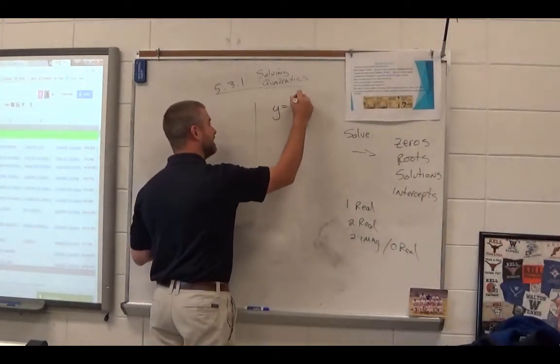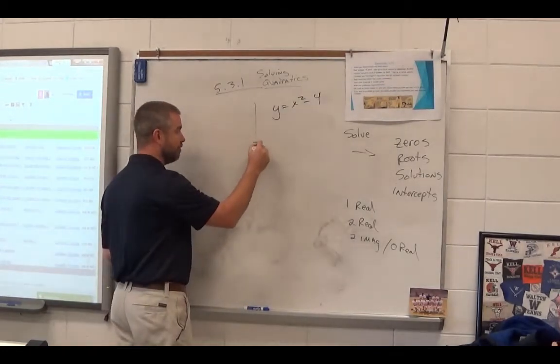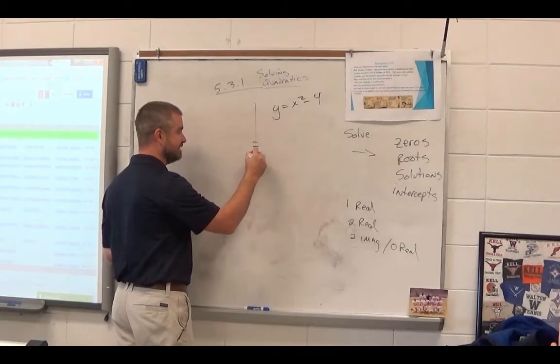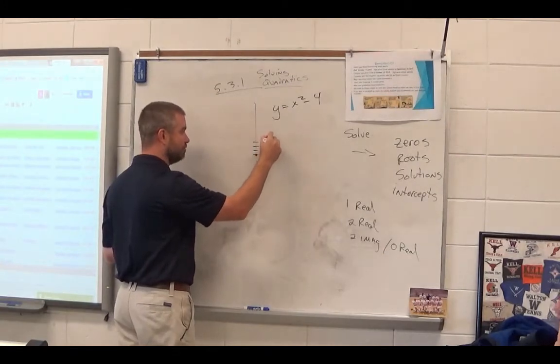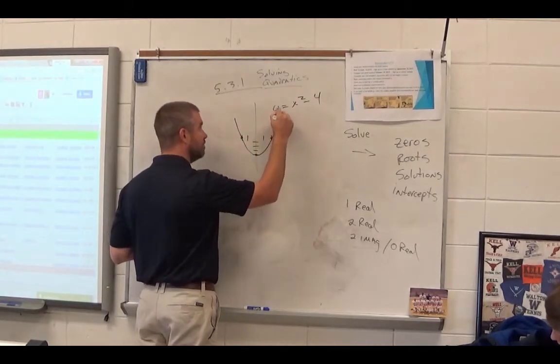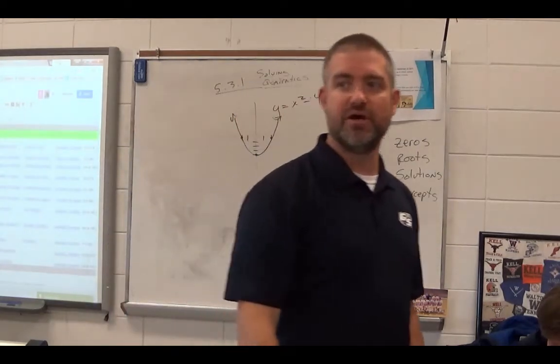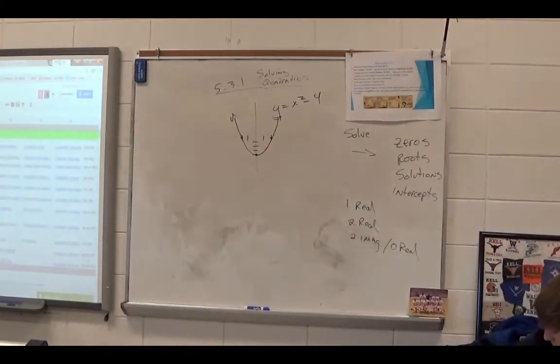Y equals x squared minus 4, for example. The vertex is at 0, negative 4. We have roots at positive 2 and at negative 2. You need to copy this down and have this in your notes. You should be able to graph that. It's in vertex form. You know that the vertex is at 0, negative 4. You know it opens up because a is positive.